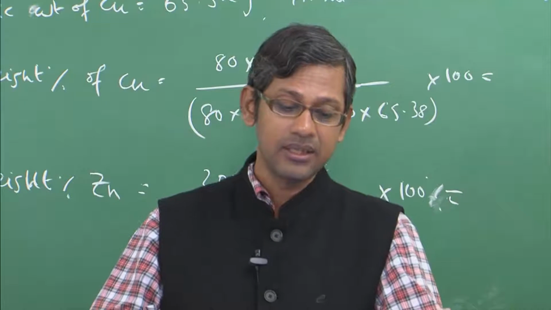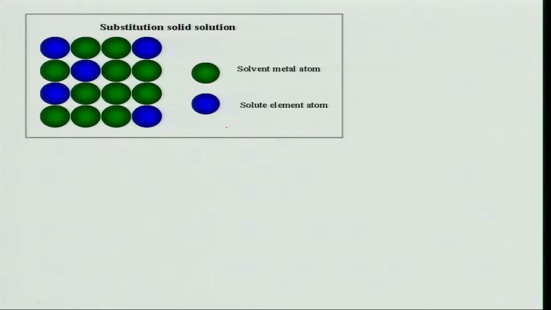Atomistically, what is it? Suppose I take green atoms as a solvent, and initially my solid consists of only green atoms, that means only one component. Now if I add another component as a solute, like this blue atom, what will it do? This atom will go and replace the solvent atoms. That is what is shown here. You can see these are the solute atoms which have occupied their place by replacing the solvent atoms.